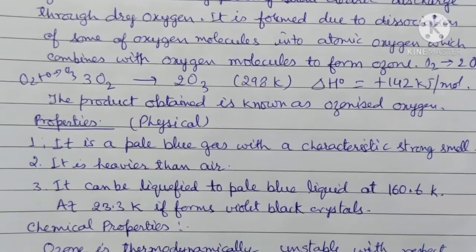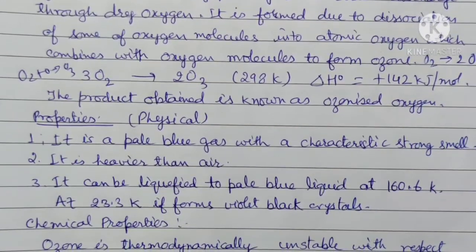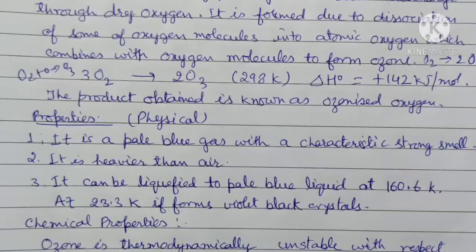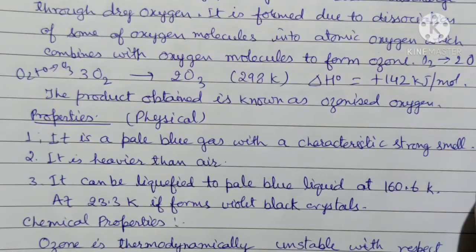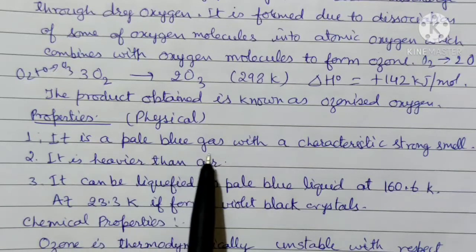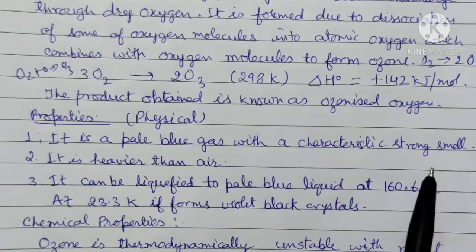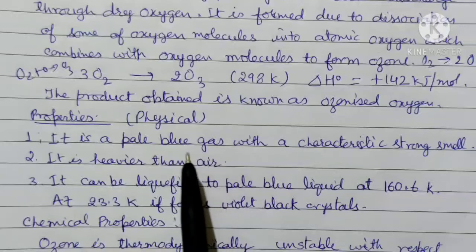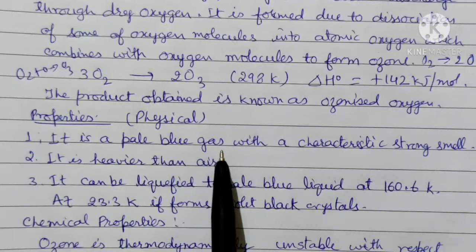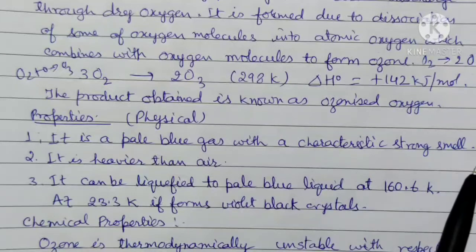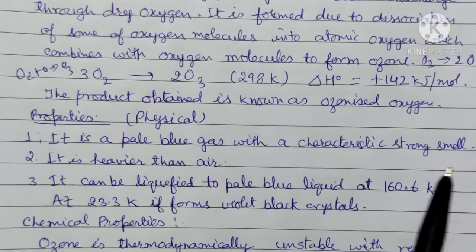Now we'll study the properties of ozone. First we'll study the physical properties. Ozone is a pale blue gas with a characteristic strong smell. It is a gas with a pale blue color, and it has a very strong smell.